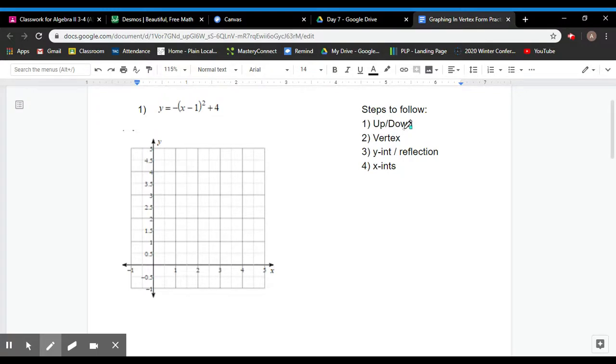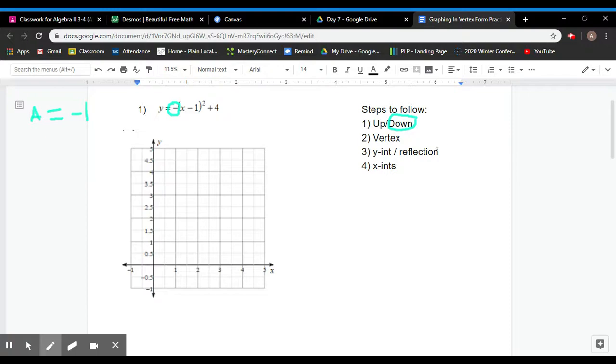Does this graph open up or down? Well, if it opens up or down, that depends on whatever a is, right? And a is the number right in front of the equation. Well, what number is in front of the equation? It's just a negative sign. So that means a is -1. If a is negative, the graph opens down. So this is a down graph. So step 1 is already done.